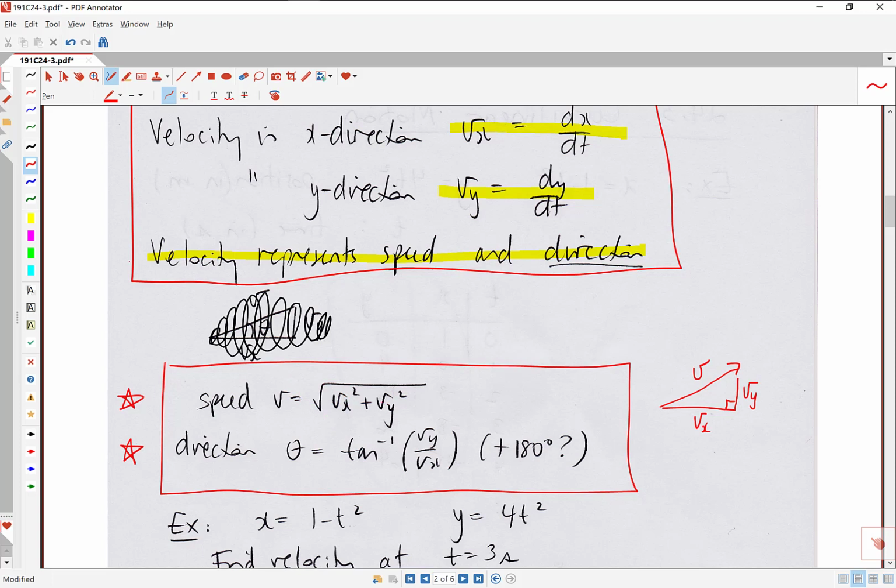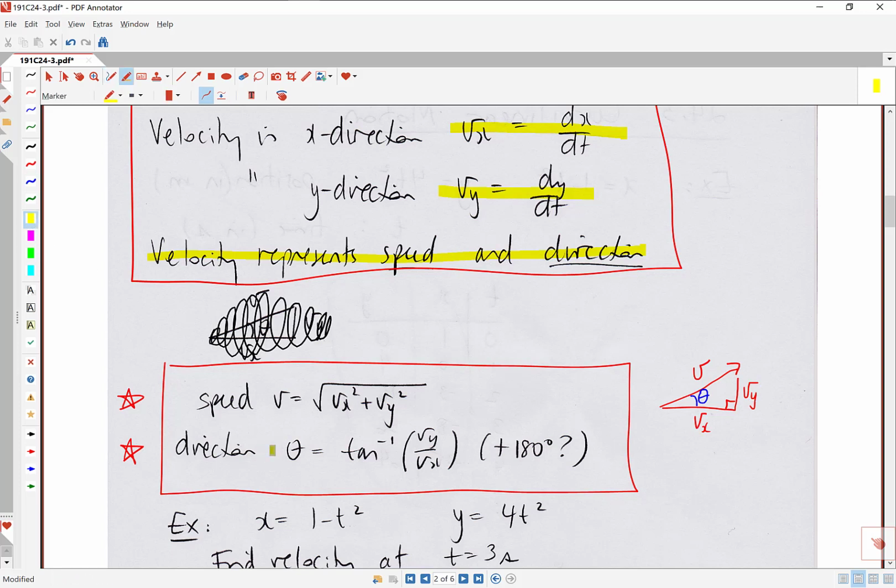Now, if we want to talk about the direction in which our object is heading, the way we do that is we just talk about what angle that velocity is going in, or what angle it is making to the positive x-axis. So the way we can do that is by using the arctan function, because we can say this angle theta is going to be arctan of v sub y over v sub x.